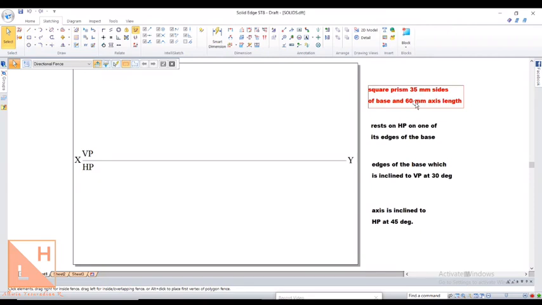Note that in all the problems you will have the base edge length and the axis length given as data. And the next point you need to remember: in majority of the universities the syllabus is similar, that is, the solid will be resting on the horizontal plane. It rests on HP. So every problem you find in the question bank or in the university's syllabus, you will find that the solid is resting on HP.